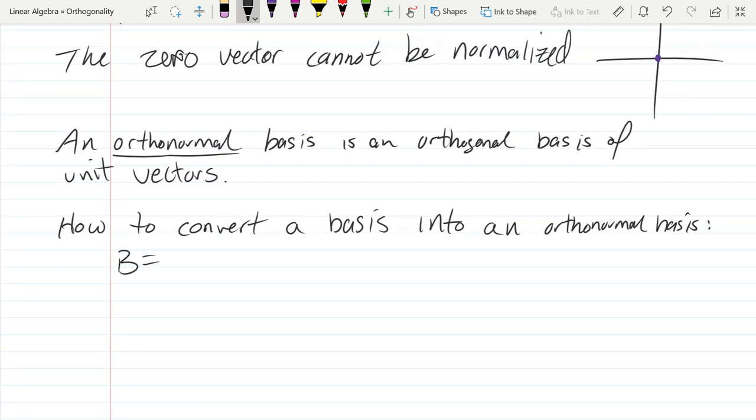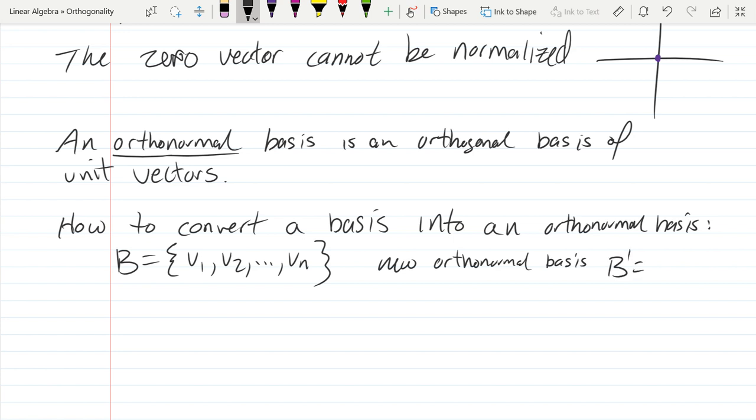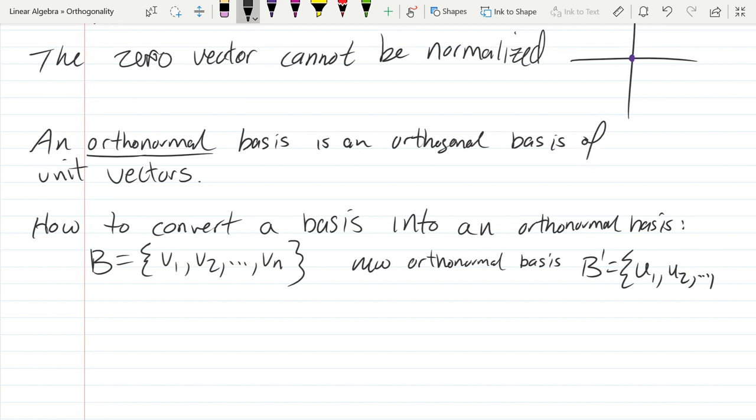So we'll start with our original basis. It'll have n vectors, so we'll just go v1, v2 through vn. And our new basis, we'll call b prime, and we'll use u's for that. So it'll be u1, u2, to un.